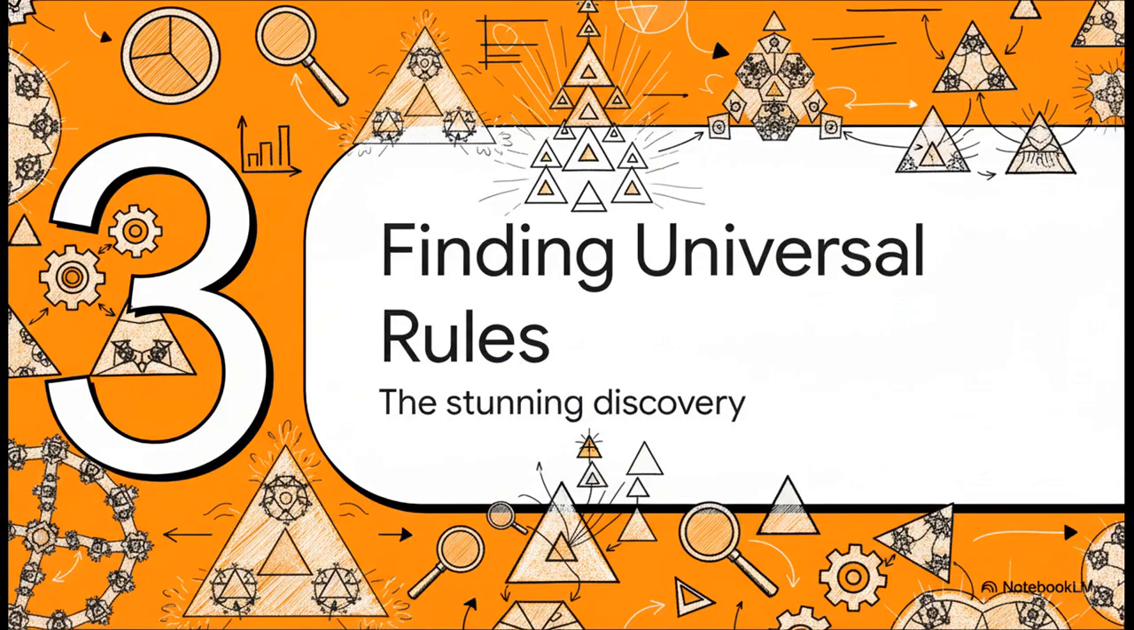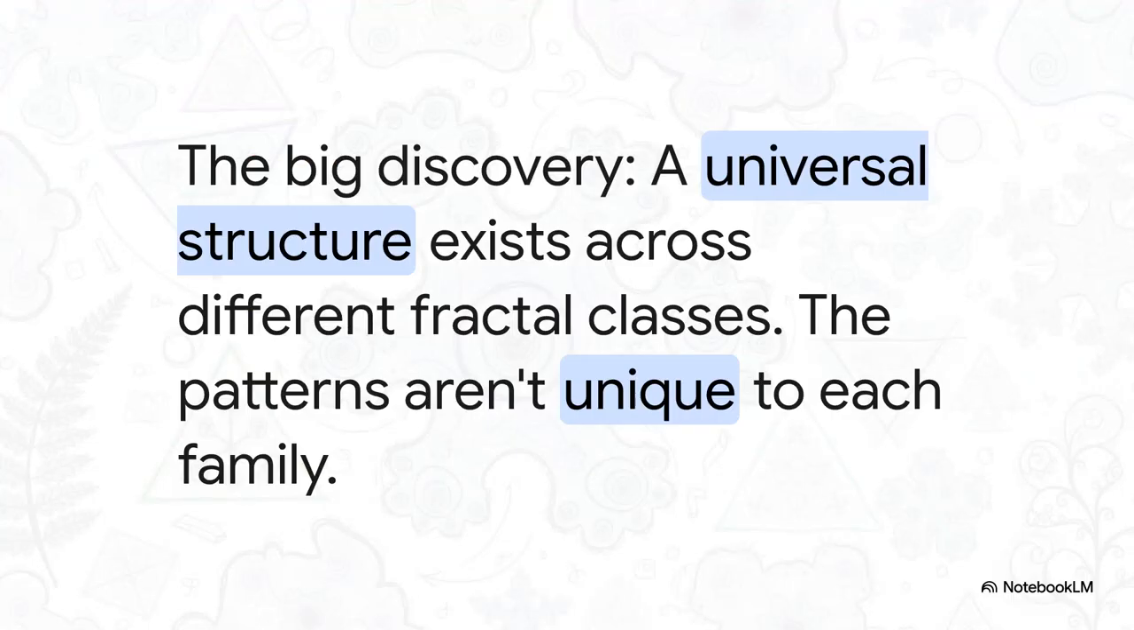And this is where it all comes together. By using these incredibly powerful tools to look at the different fractal families they'd organized, the researchers, well, they made a truly stunning discovery. And here's the headline. They found that a universal mathematical structure exists across completely different fractal classes.